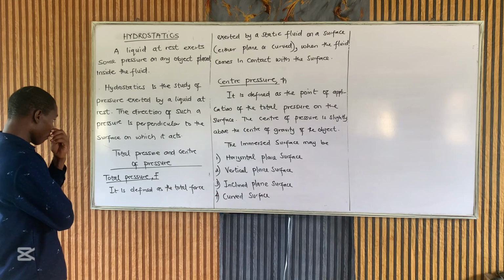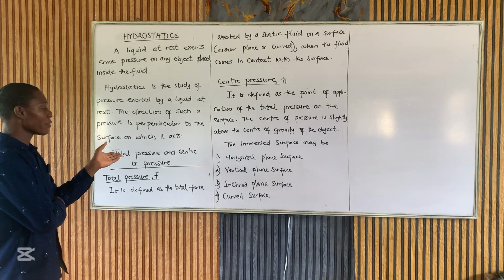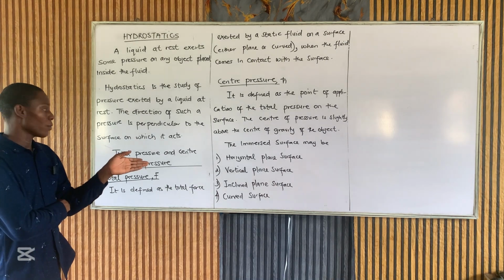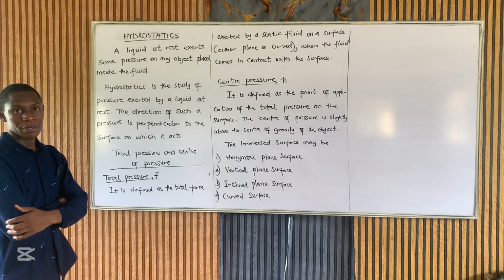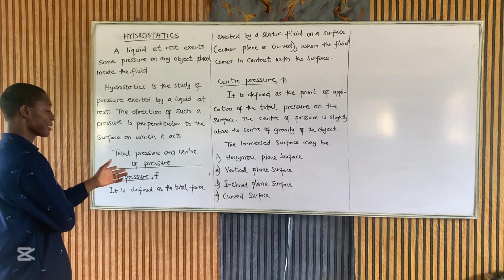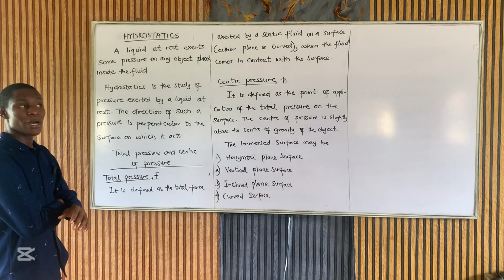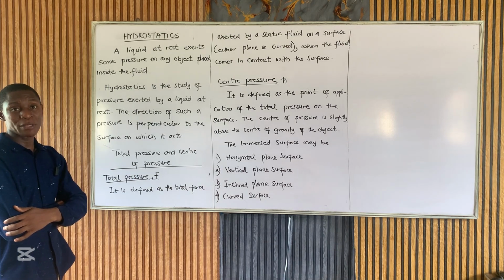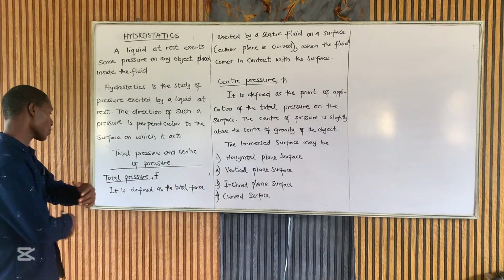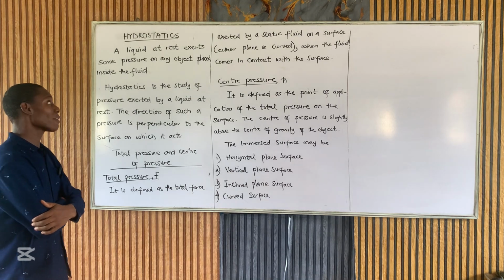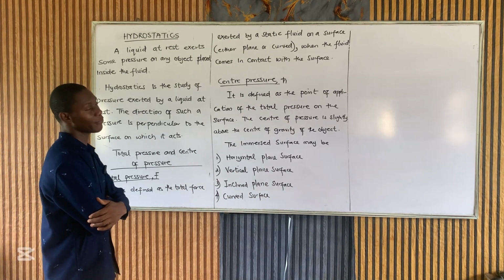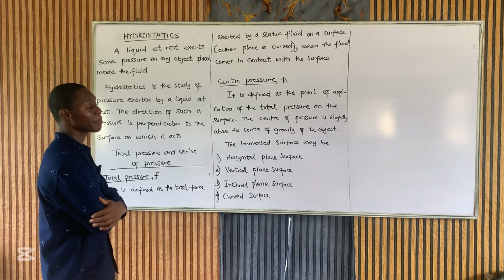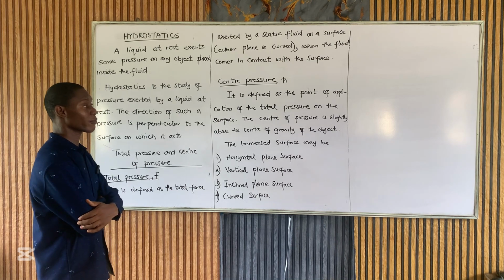Now, let's look at how to evaluate the total pressure and also the center of pressure. I will explain all of these terms now. What then is total pressure? When we say total pressure, we're actually referring to force here. Total force. It's actually defined as the total force exerted by a static fluid on a surface. These surfaces could either be plane or curved.